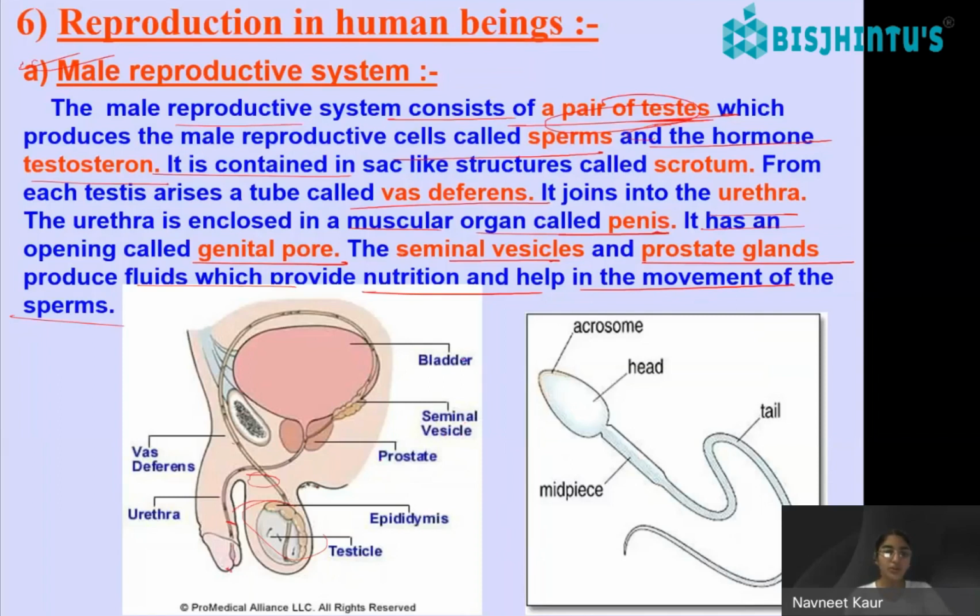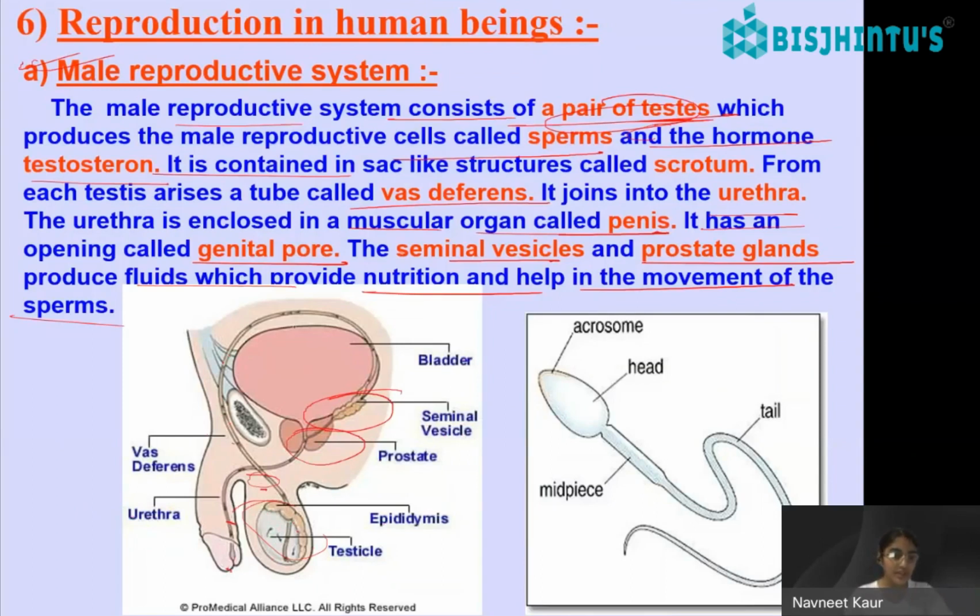Okay. So here we have two glands. This is the seminal vesicle, and then we have this prostate gland. These two glands, the seminal vesicle and prostate gland, are responsible for what? They produce some fluids which provide nutrition to the sperm and help in the movement of sperm. So how is the sperm produced? It is produced here in the testis. Then it is transported with the help of the vas deferens.